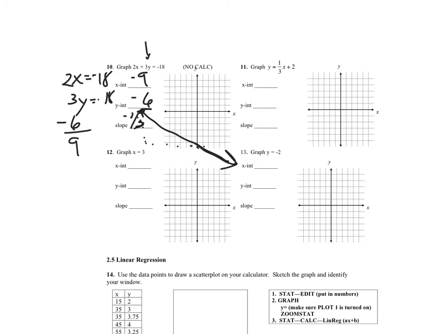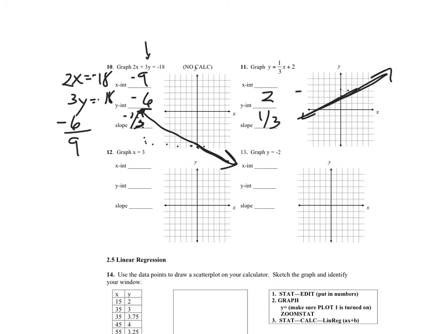Okay, number 11. The x-intercept's hard on this one, so let's just wait on that for a minute. But the y-intercept is 2. The slope is 1/3. So we can graph that pretty easily. So we go to 2, and we go up 1 and over 1, 2, 3, put a dot there, and then that would be our line.